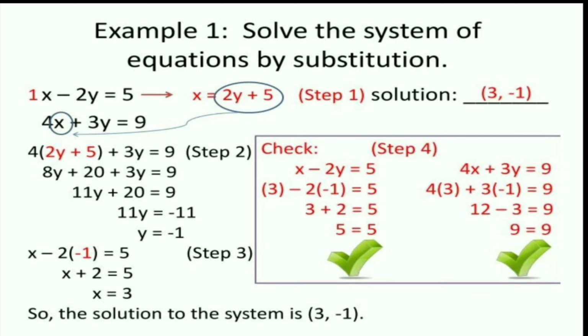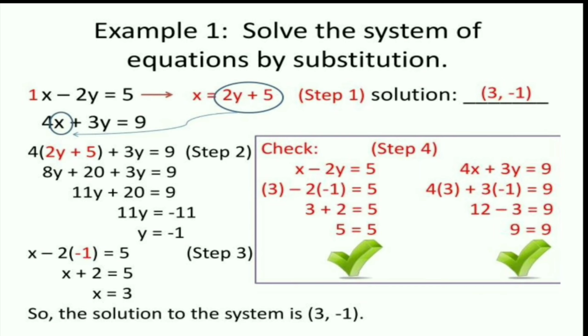So what is x minus 2y? In place of y we have found minus 1, so we need to put minus 1. x minus minus 2 is plus, so x plus 2 is equal to 5, and x is equal to 3 at last. So the solution we are getting, x comma y, is 3 comma minus 1.